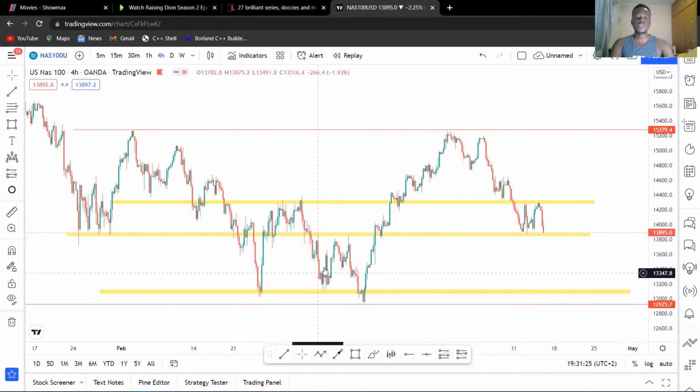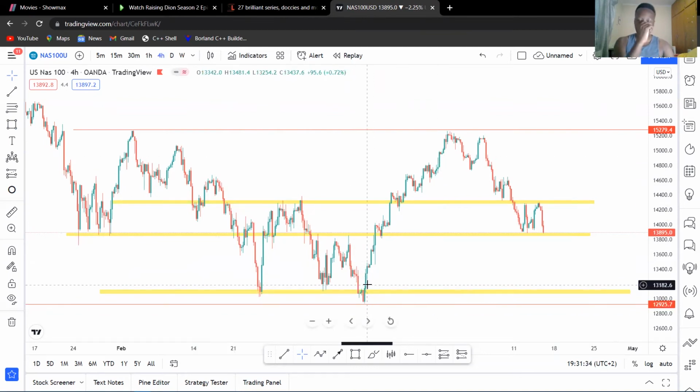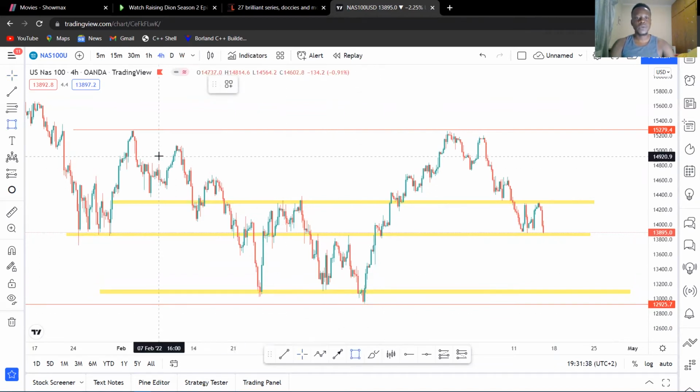When we got to here, we created your double bottom, and then we saw the market pushing up, and then here we saw the market pushing up again. So this is basically your false breakout. So right now, let's just quickly complete what we are doing.